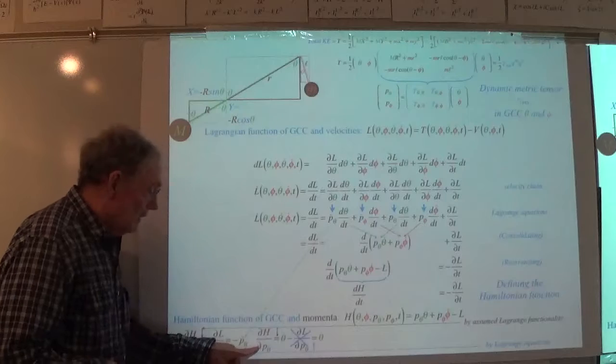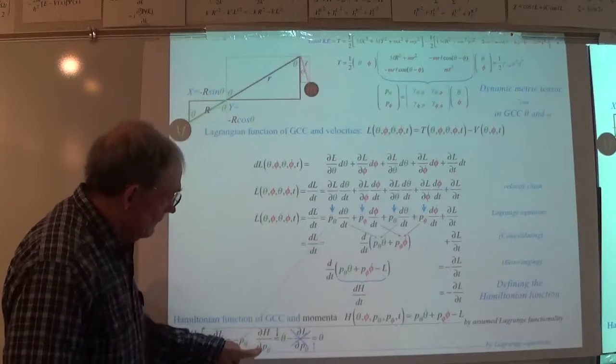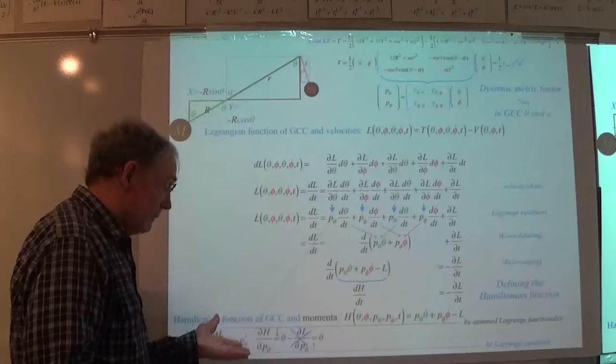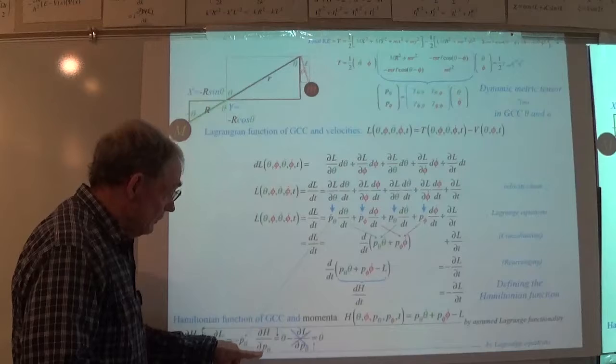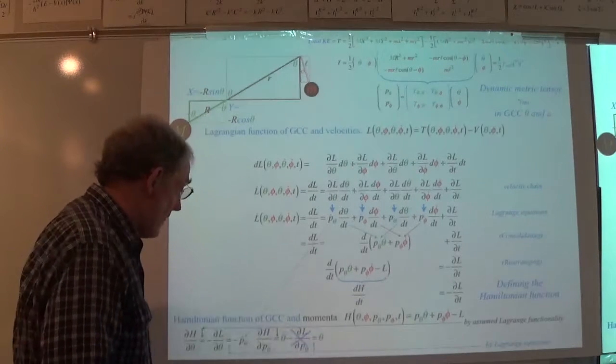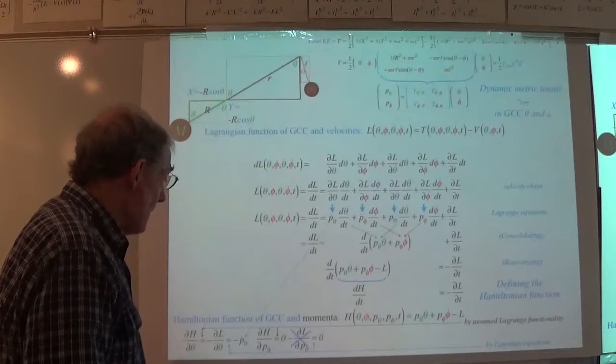This is Hamilton's first equation, the gradient with respect to P of a particular variable, in this case the beam angle, is theta dot. So that's the first Hamilton equation right there.